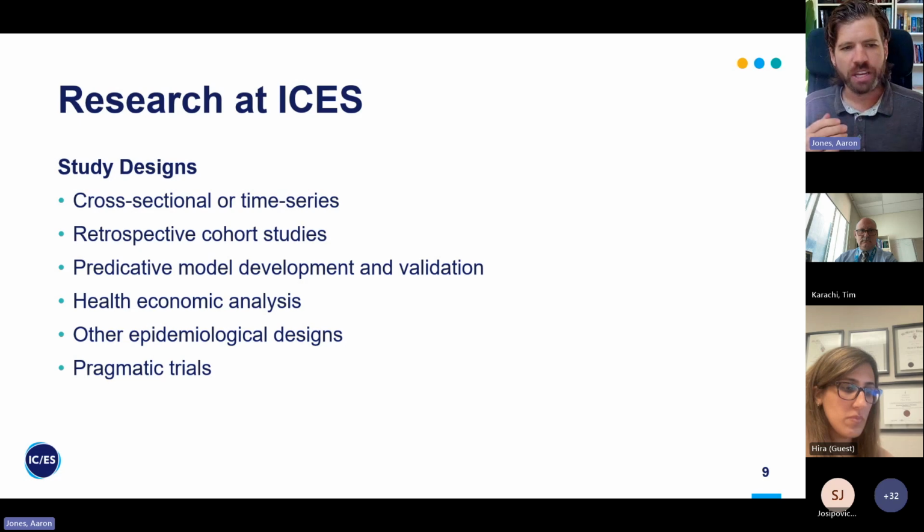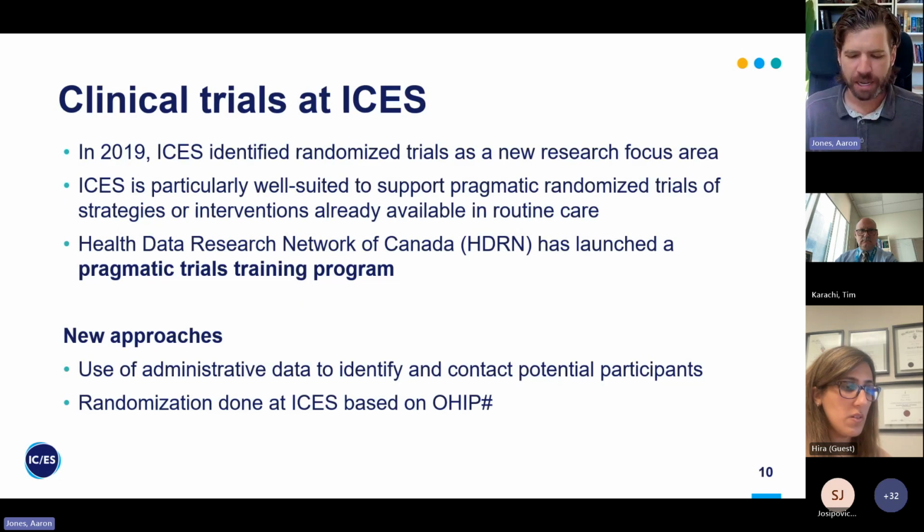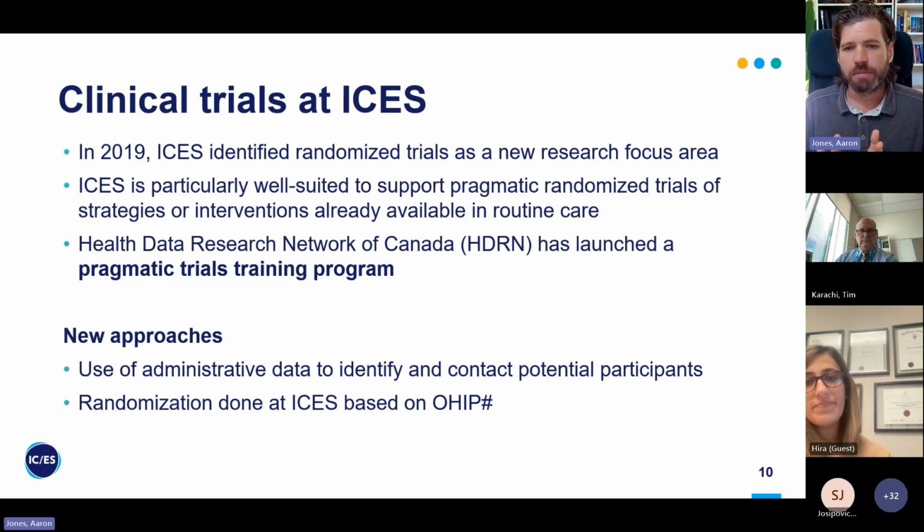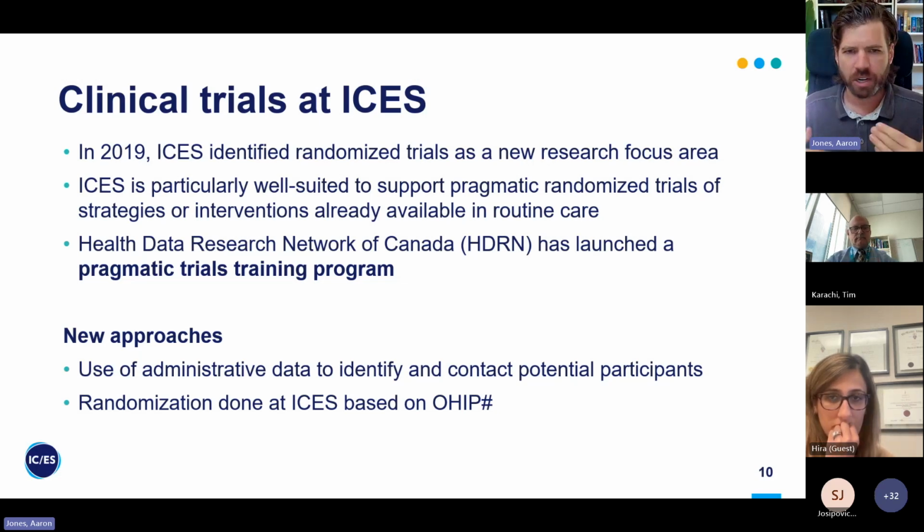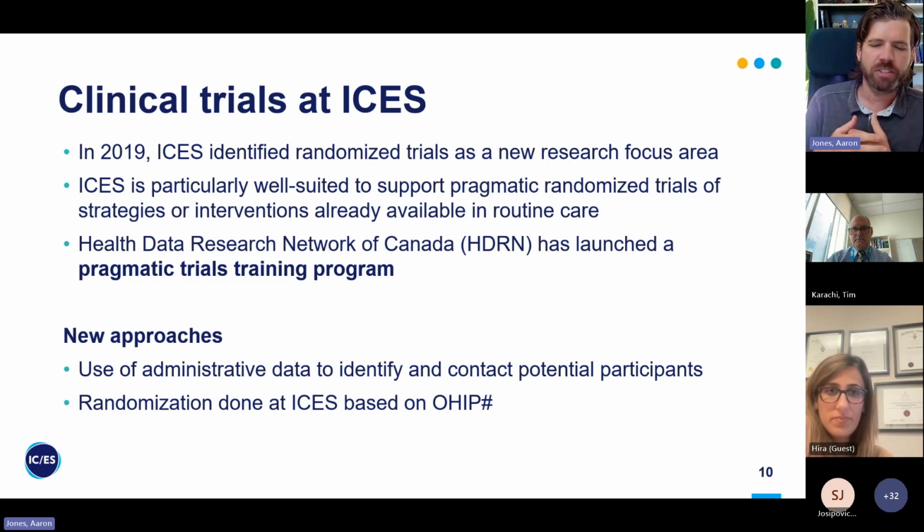And as well, I want to note the capacity for ICES to support clinical trials, specifically pragmatic trials. Clinical trials have been a priority at ICES for the last 5 years, and ICES as an organization is trying to do more to support trialists when it can. Given the nature of the data, ICES is best situated to support pragmatic trials, particularly ones where the interventions are being delivered as part of routine care.